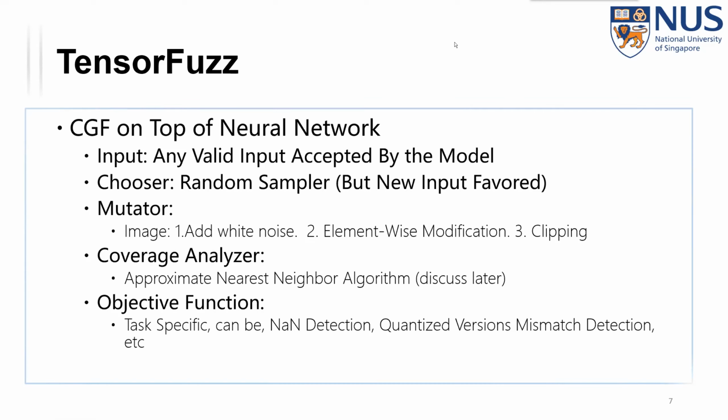I have a question. I still don't understand what quantized version mismatch detection is. So you are still not clear about this? Normally, for example, it's just precision degree. I'm not sure how to say it. Usually a number is represented as float 32, which means that we use 32 bits to store one float number.